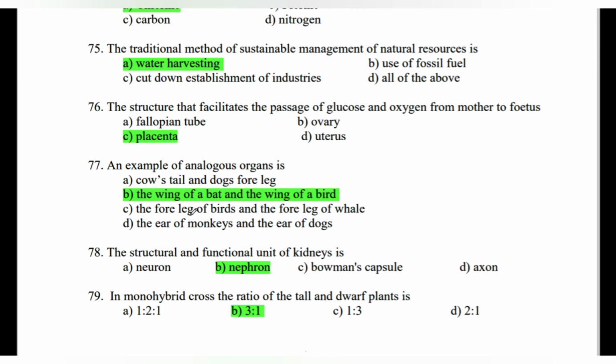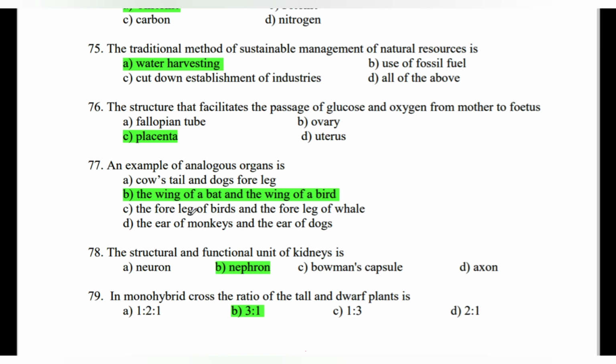The structure that facilitates the passage of glucose and oxygen from the mother to the fetus is placenta. Check about the overall function of placenta from the textbook. An example of analogous organs is option B, wing of a bat and wing of a bird. Different structure, different origin, but same function. The structural and functional unit of kidneys is nephron.